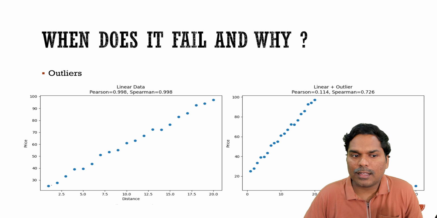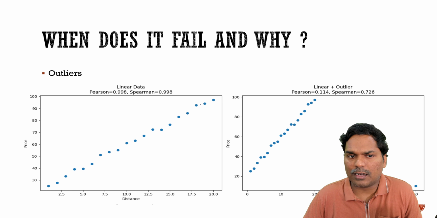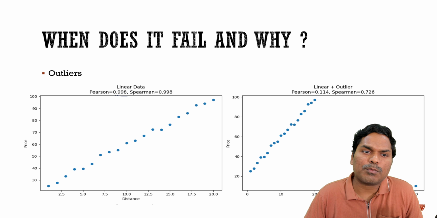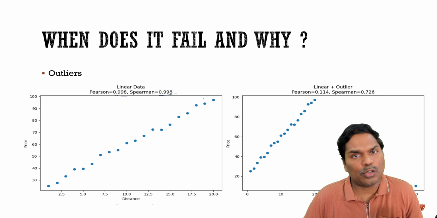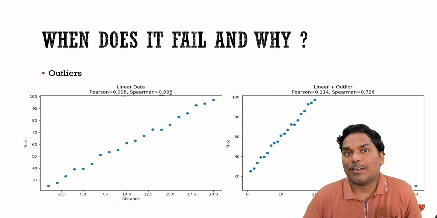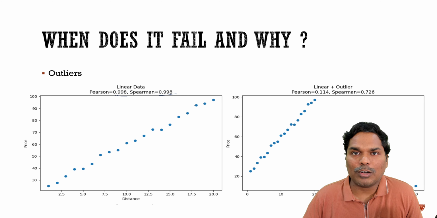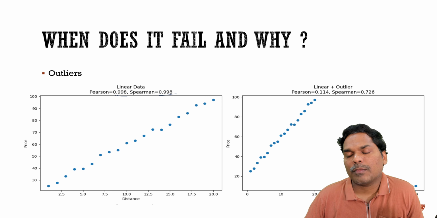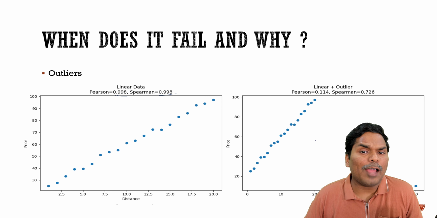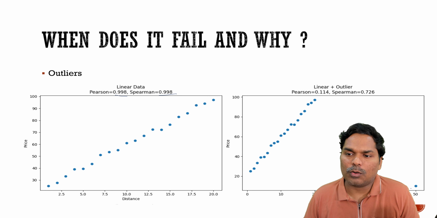If you look at it, the data is perfectly linear with a little bit of noise. And you can see Pearson's correlation is 0.998, and Spearman is also 0.998. By the way, Spearman is an alternative to Pearson's correlation coefficient, and I'm going to introduce it in a while. Now, in the second case, I've taken an outlier.